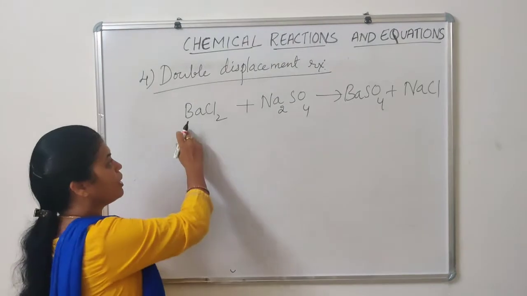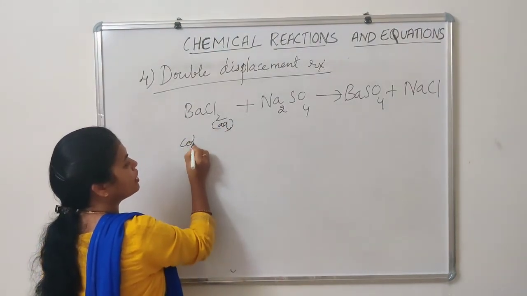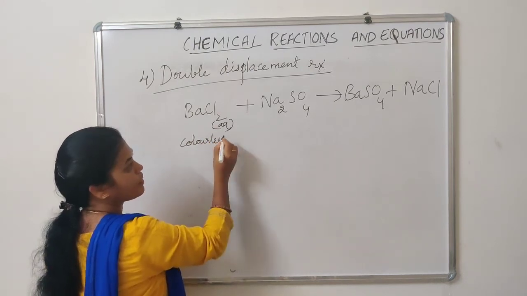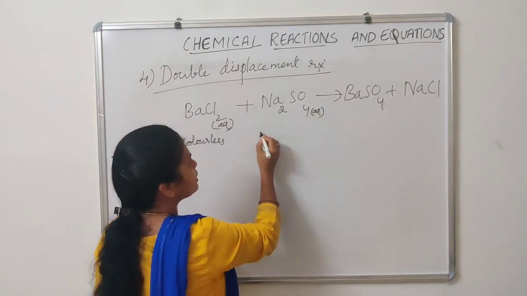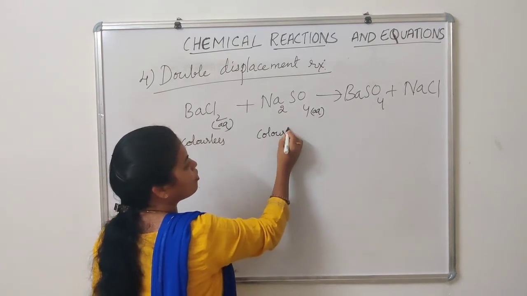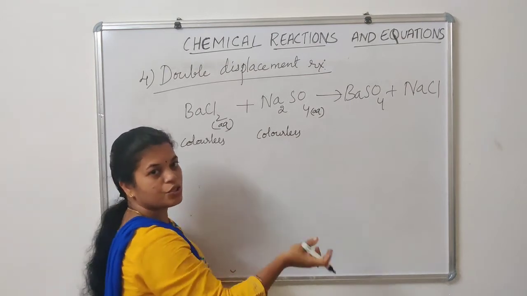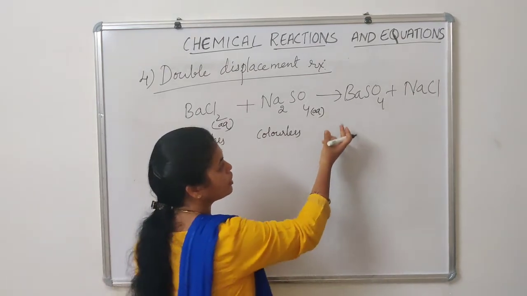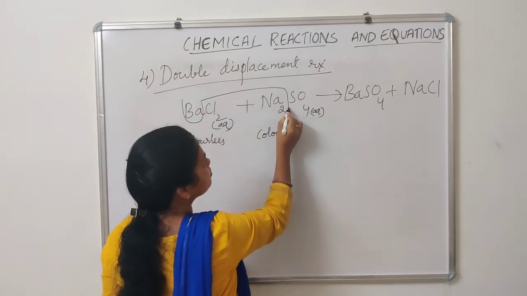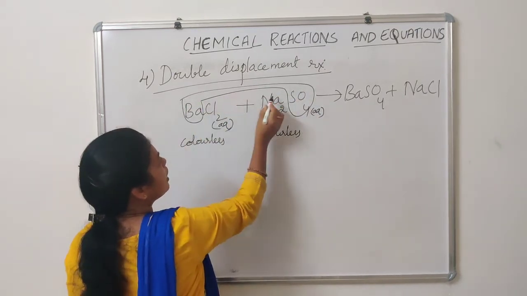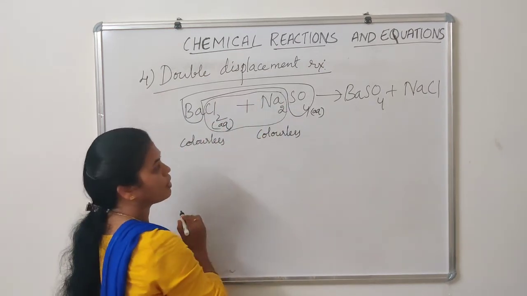For example, barium chloride is a white crystalline solid. When it dissolves in water, it forms a colorless solution. Similarly, sodium sulfate is also a white crystalline solid, and in aqueous form it is colorless. But when we mix the two solutions, you will get a new product, that is barium sulfate. Barium and sulfate, and sodium and chlorine, form new compounds.